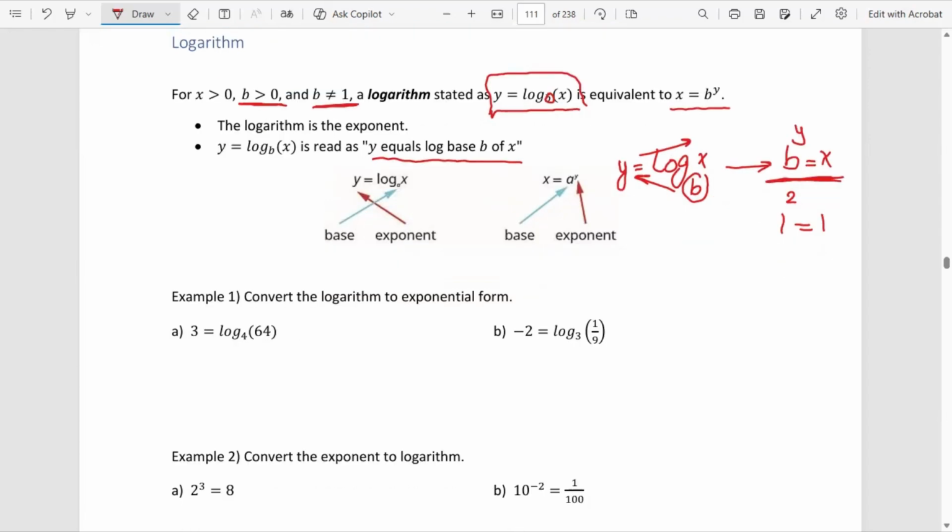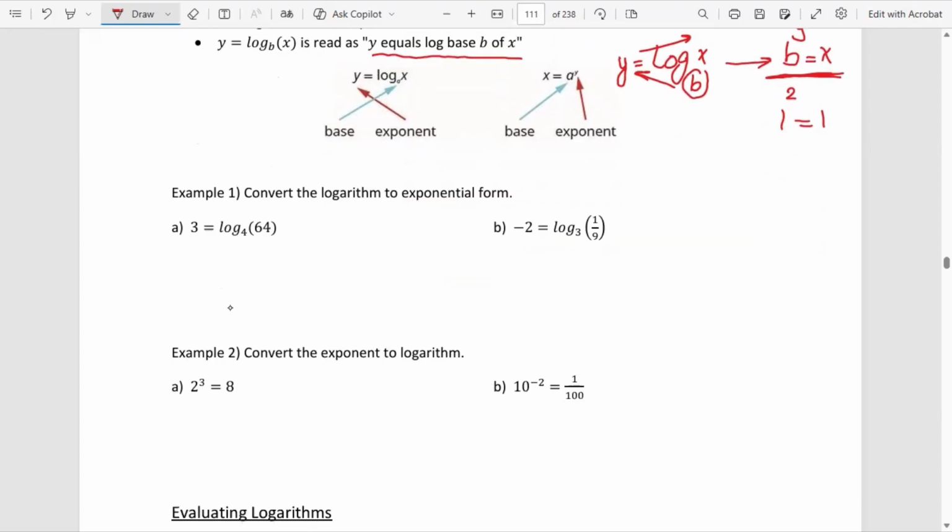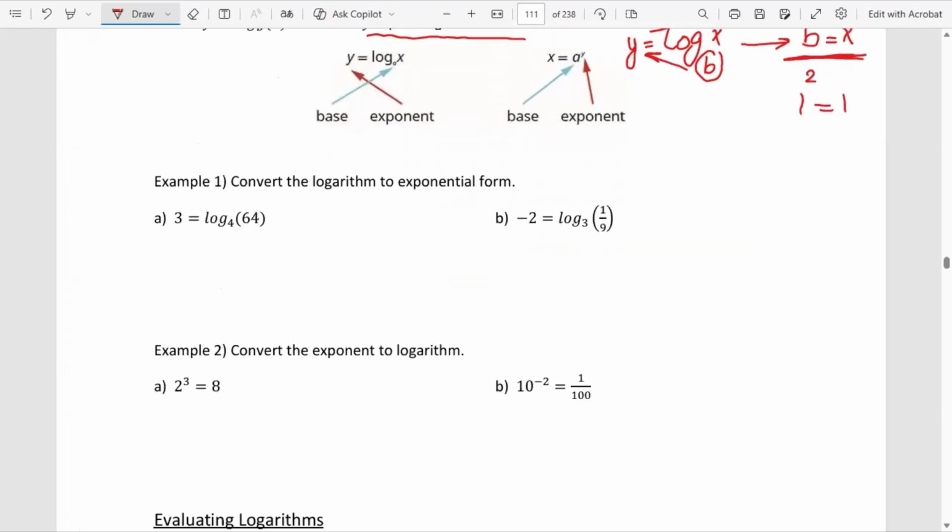Now let's look at example 1. We want to convert this log to exponential form. This is saying that 3 is equal to the log base 4 of 64, or log 64 base 4 is equal to 3. And how do we convert it to exponential form? Start with the base. The base is 4, and then the zigzag direction. So 4 to the third power is equal to 64. And that is true, because 4 to the third power, or multiplying 4 by itself 3 times, is exactly 64. Whatever we are writing, it has to make sense.